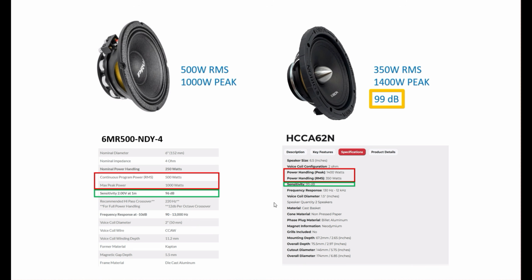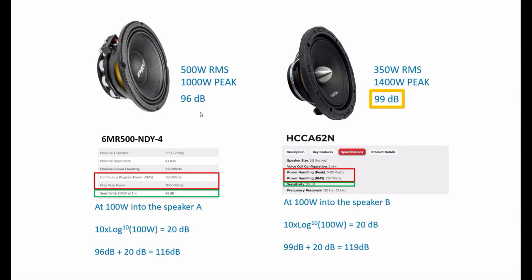So if I look at the sensitivity for both of these speakers, speaker B has a sensitivity of 99, which is extremely sensitive, whereas the other speaker has a sensitivity of 96. So that's interesting. Just based on sensitivity, there's a 3 dB difference, which would mean that to play the same loudness, this speaker would need twice the power to match the other speaker.